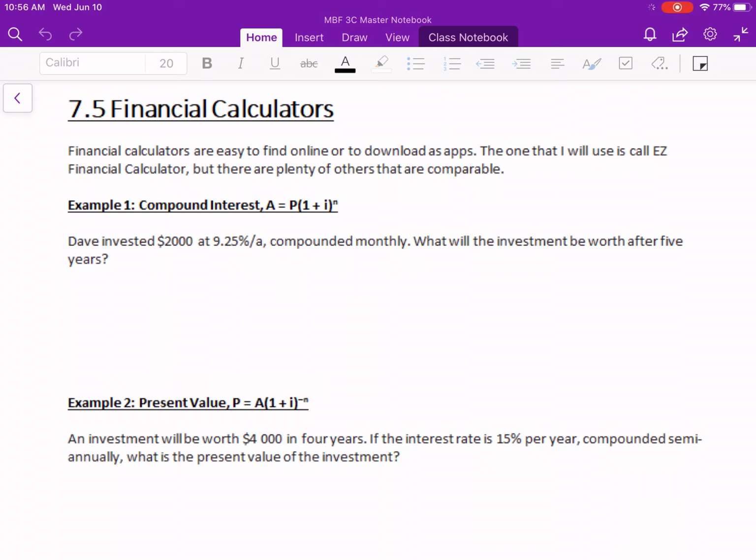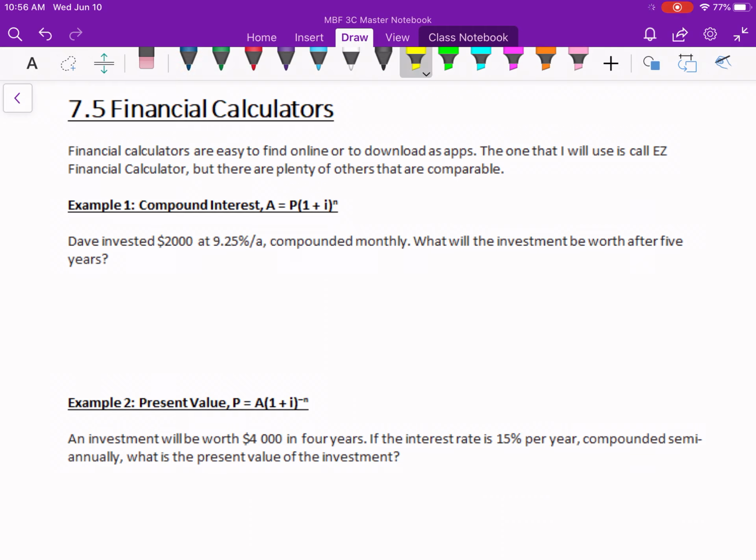And I'm going to show you one particular app that I use for a financial calculator, and I recommend it, but there's lots of other ones too. The one that I like is called Easy Financial Calculator. And all you have to do is type the information in, and it will calculate compound interest for us. It'll calculate present value for us. We can use it to find any variable in those formulas.